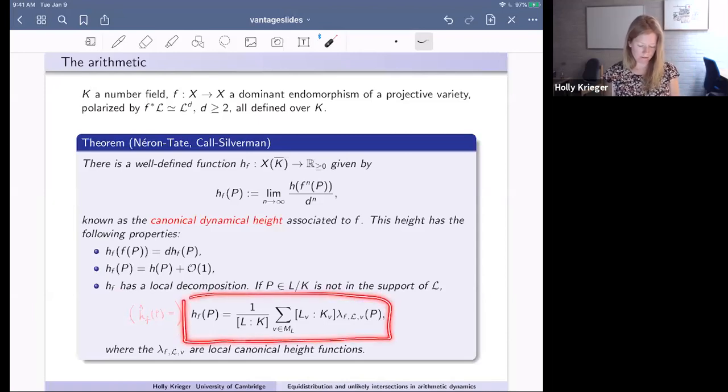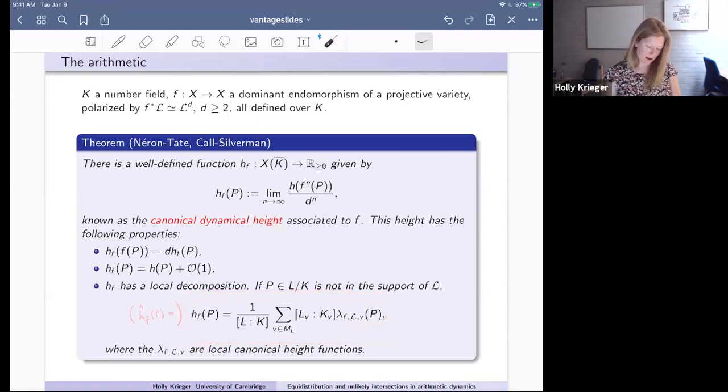We have local height functions, and this can be defined, though it depends on the polarization, at any point away from the support of the divisor for the line bundle that we have for our polarization, okay? And I wrote here HF with a hat on it because at least one of the people speaking in this series always writes the canonical height to have a hat. Okay. All right.